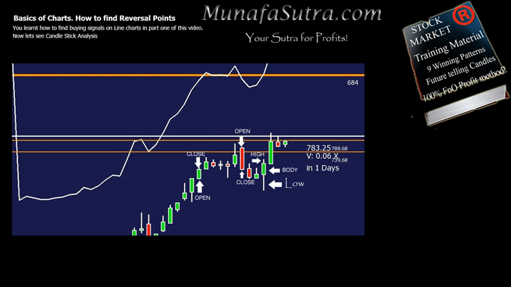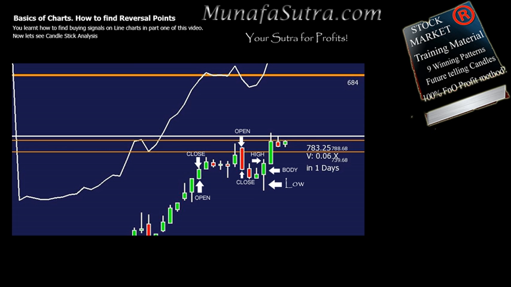Now see, nothing is 100% in stock markets. Everything is based on probability. Like, what has a higher probability? So in this case, we are betting that even tomorrow buying will come.